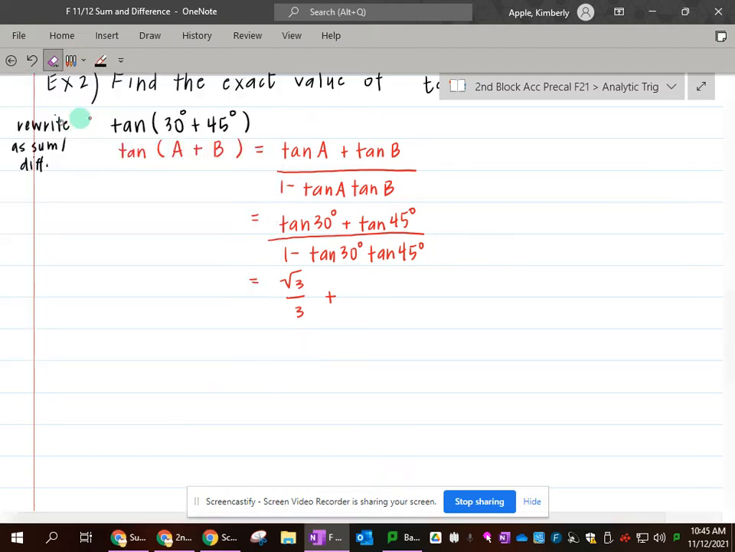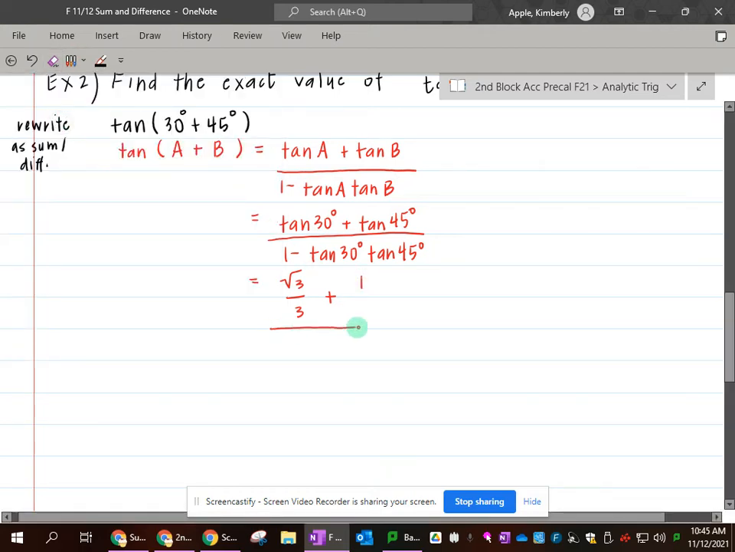Okay. And then let's do the denominator. Notice we're going to have fractions inside of fractions here. So now this is 1 minus the tangent of 30, which I know is root 3 over 3, times the tangent of 45, which is 1.